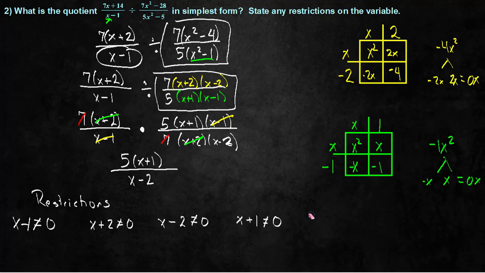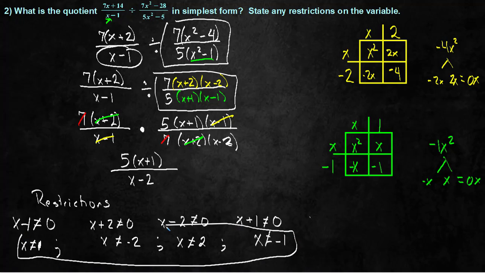And so on the first one, x can't be 1. On the second one, x can't be -2. The third one is x can't equal +2. And on the fourth one, x can't equal -1. So the 4 places that we can't have x values, the 4 restrictions we have are these. So this is true when we do not have x equal to one of those values. And this is the reduced quotient.